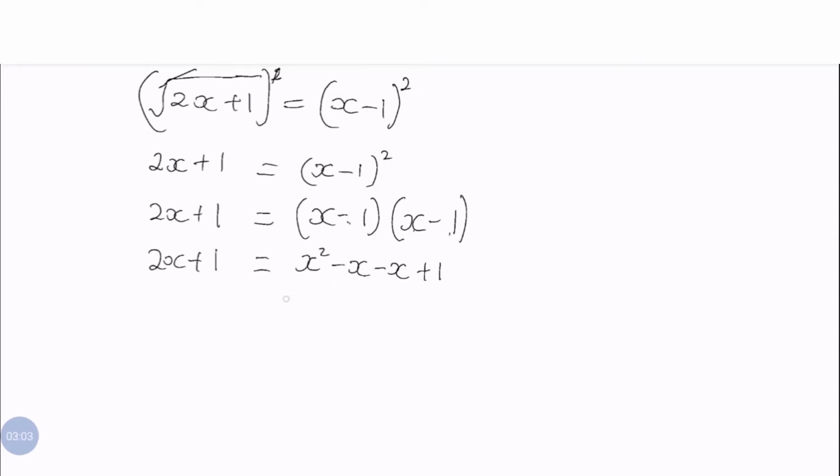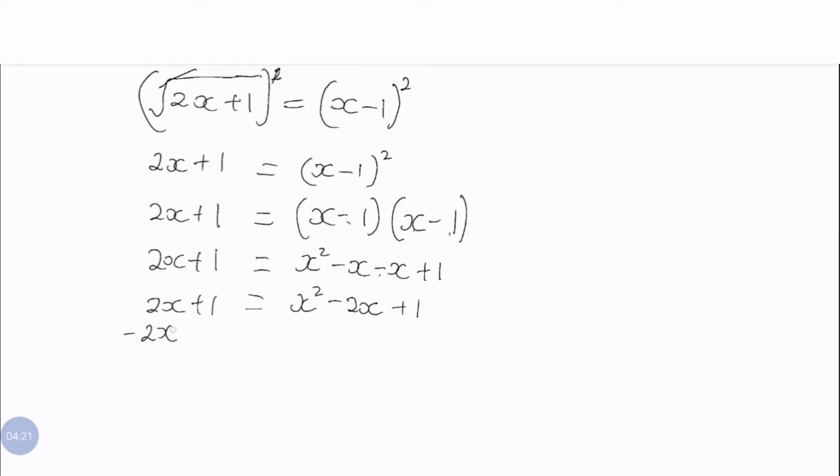Here we have to collect the like terms. So we have x squared minus 2x plus 1 is equal to 2x plus 1. There's still nothing changing this side. So now we have to take whatever is on this side to the other side. So how will we take this to the other side? We're supposed to subtract 2x.